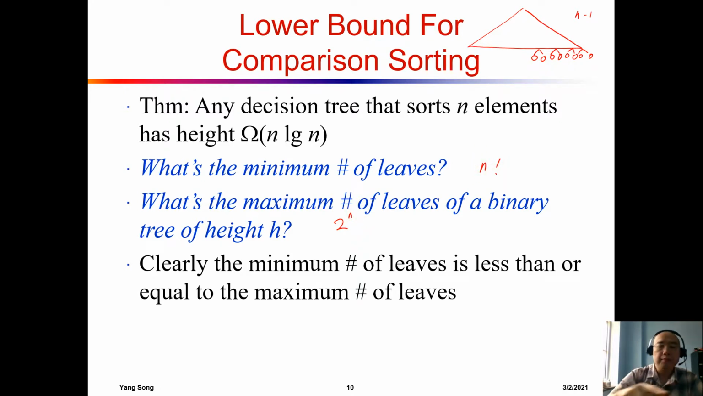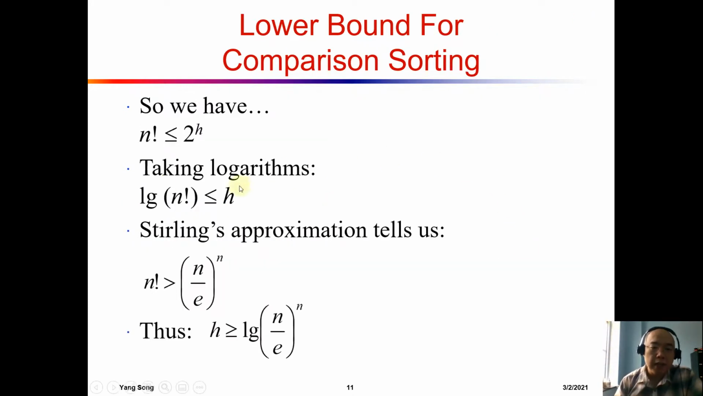So clearly the minimum number of leaves will be less than or equal to the maximum number of leaves, and this means n factorial is smaller than or equal to 2 to the power h, where h is the height. If we take log base 2 on both sides, then log of n factorial is smaller than or equal to h. And then we want to apply the Stirling approximation, that n factorial is greater than (n divided by e) to the power n. So the height of the tree, h, is greater than or equal to log of (n divided by e) to the power n.